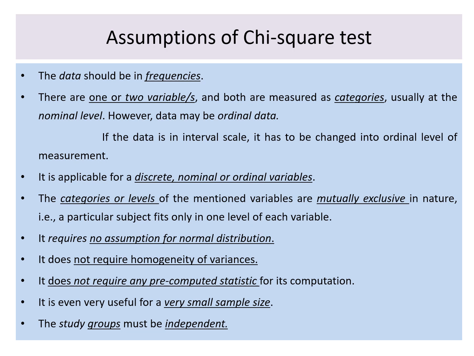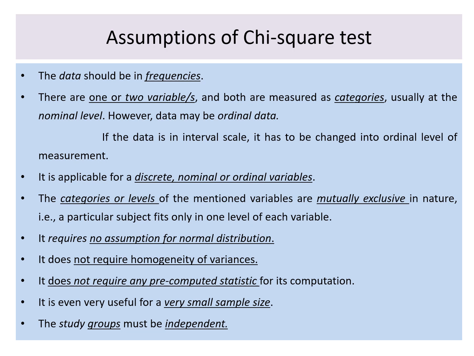So in the first assumption, we will see the data should be in frequencies. That is very much clear to us, because chi-square test is a test for analyzing frequencies, and from the beginning we are dealing with the frequencies. We have already covered what is observed frequencies, what is expected frequencies.